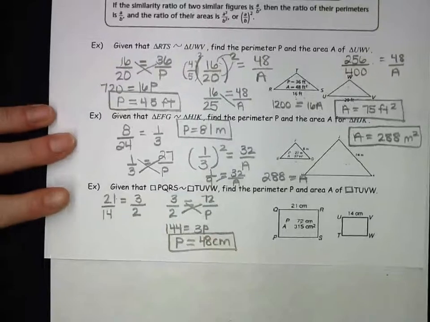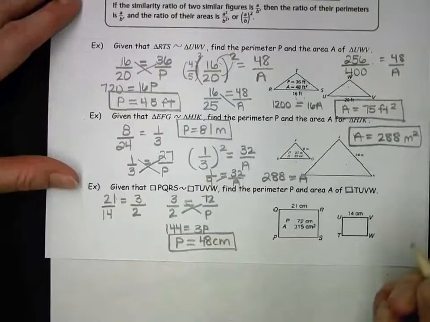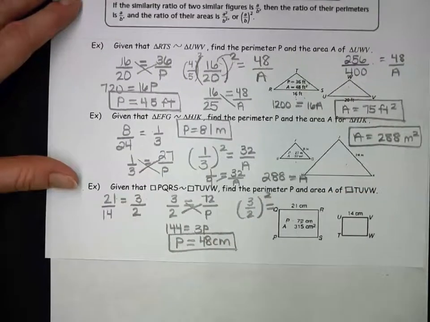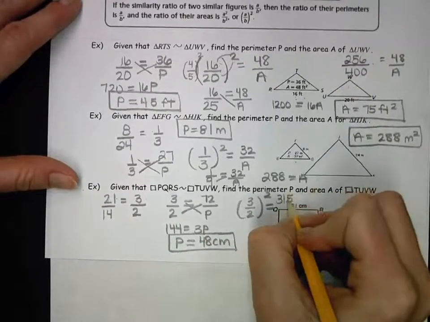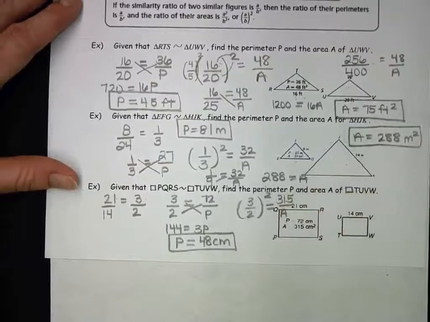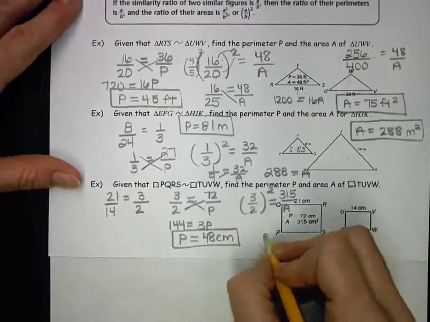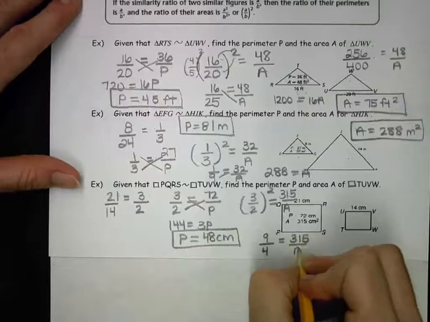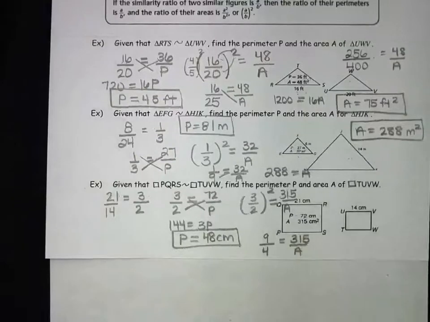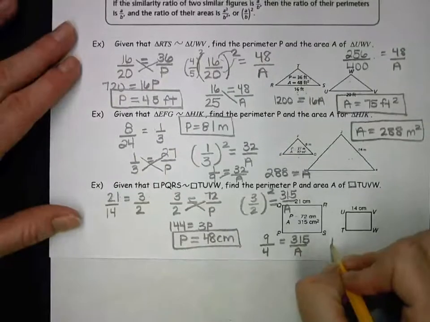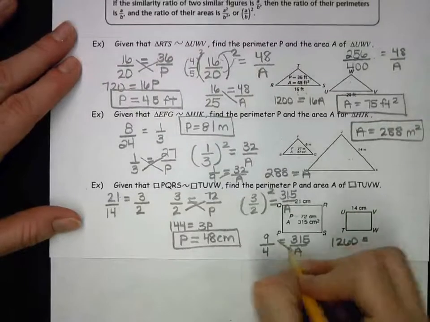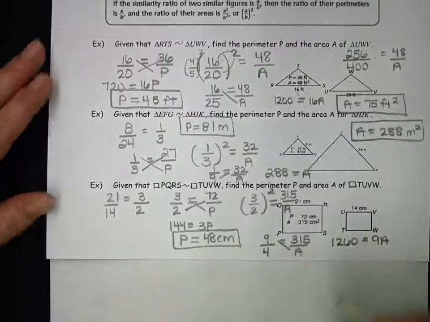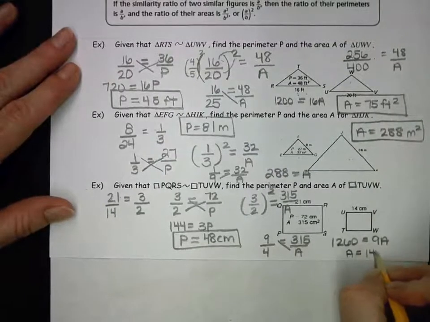We're then going to do the same thing for our area. We're going to take our perimeter ratio and square it this time and set that equal to 315 over A. When we do that, 3 squared is 9, 2 squared is 4, and now we're going to cross multiply here. If you take 315 times 4, you get 1,260. That equals 9A. If you divide by 9, your new area will be 140 square centimeters.